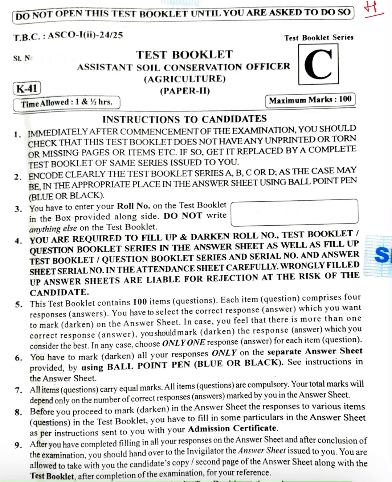So let us discuss different important questions which were asked in Assistant Soil Conservation Officer examinations. This is the agriculture paper 2, and this examination was conducted by Odisha Public Service Commission in 2025. The number of questions will be 100 and each will carry 1 mark, so the maximum mark will be 100, and the time allowed is 1.5 hours. So let us come to the first question.